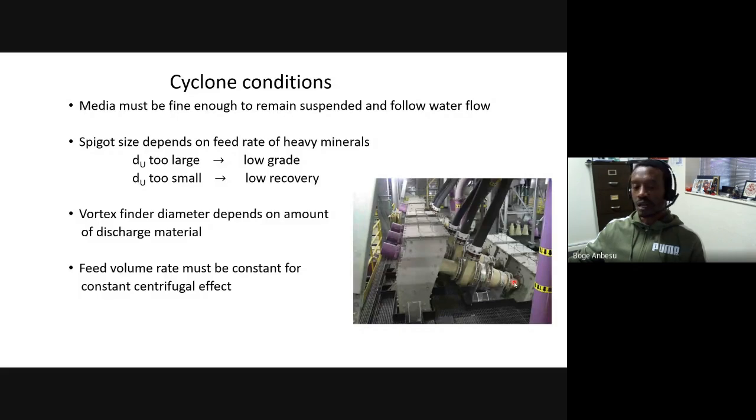If you're not allowing enough product to exit, then you're also reducing the performance and the recovery. So that can be problematic as well. And the same is true with the vortex finder. Whatever exits here should be the light, okay? But if you make this really large, then you start allowing dense particles to exit through here as well. That needs to be optimized.